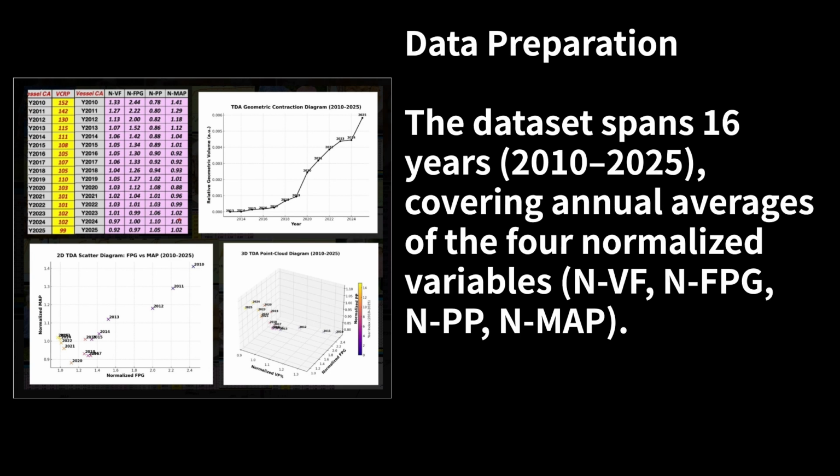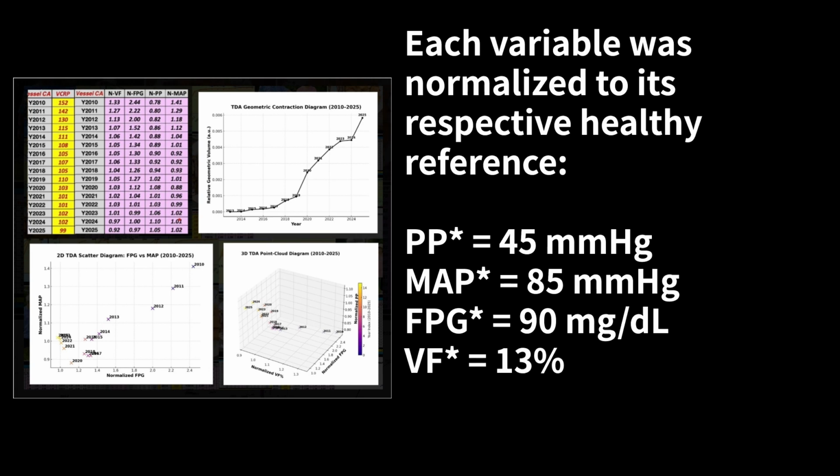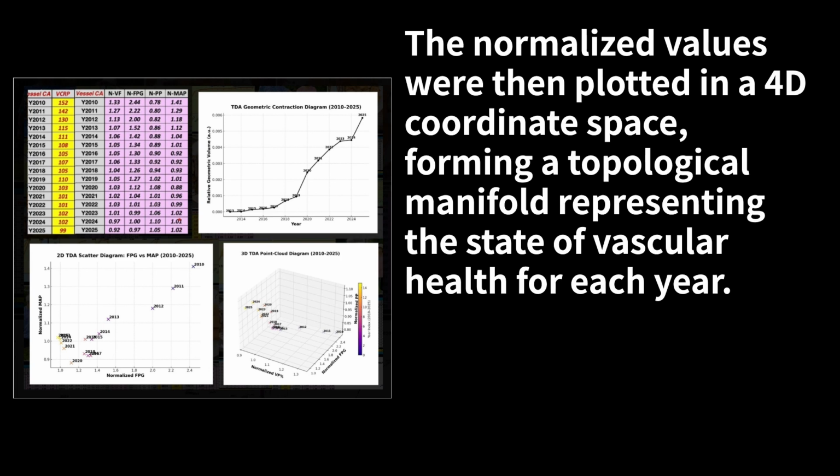Data preparation. The dataset spans 16 years, from 2010 to 2025, covering annual averages of the 4 normalized variables: NVF, NFPG, NPP, and NMAP. Each variable was normalized to its respective healthy reference. PP is 45 mm of mercury, MAP is 85 mm of mercury, FPG is 90 mg per deciliter, VF is 13%. The normalized values were then plotted in a 4D coordinate space, forming a topological manifold representing the state of vascular health for each year.